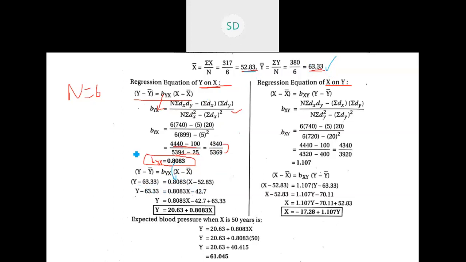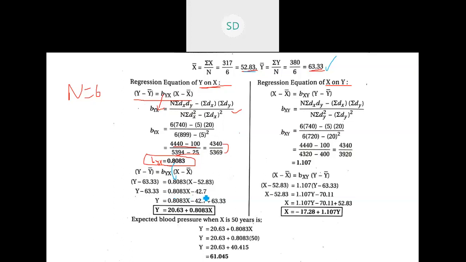Okay, then next step we are supposed to remove the brackets. Now once you remove the brackets here, it will become y minus 63.33, and here when you remove brackets you are supposed to multiply the expression with this constant. So 0.8083 into x will give you 0.8083x, then minus 0.8083 into 52.83, that will give the result as 42.7.